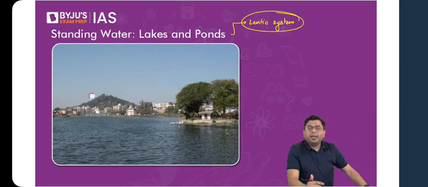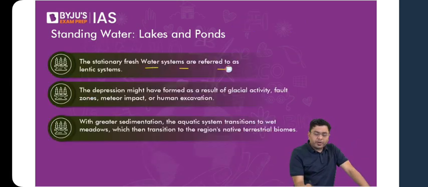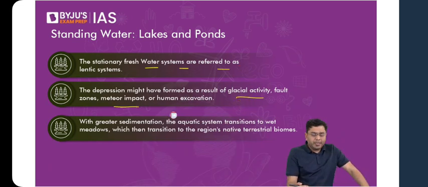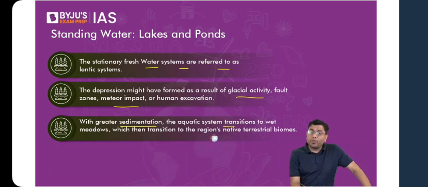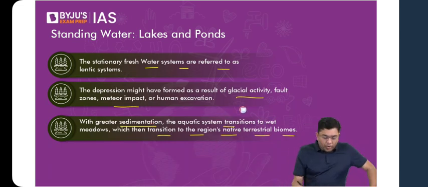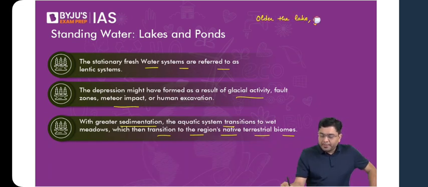So the stationary freshwater systems are referred to as lentic systems. The depression might be formed as a result of glacial activity, a fault zone, meteor impact, or even human excavation, which gives you artificial lakes. With greater sedimentation, the aquatic systems transition to wet meadows, which then transition to terrestrial biomes as well. So the older the lake, the greater the amount of sediments deposited.